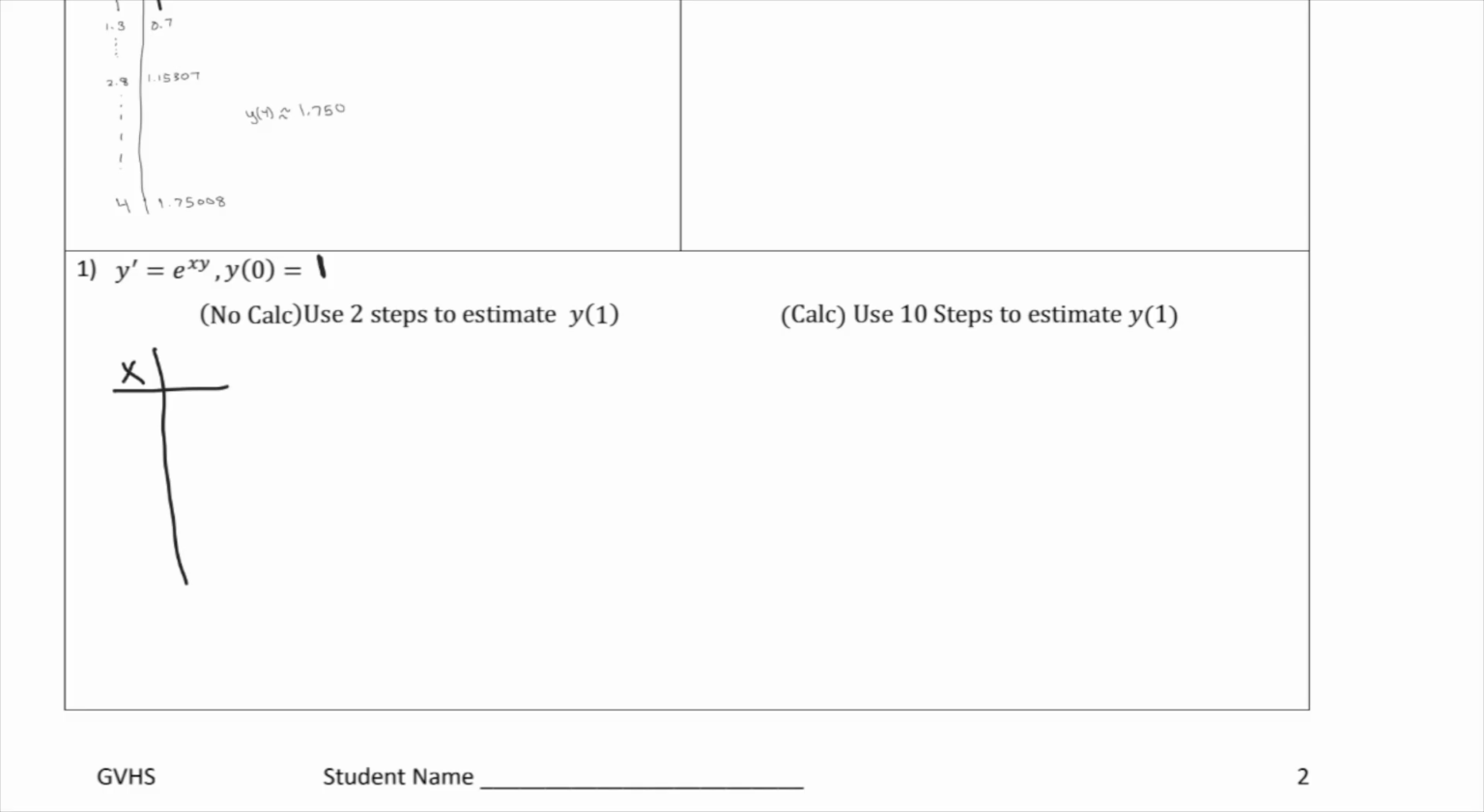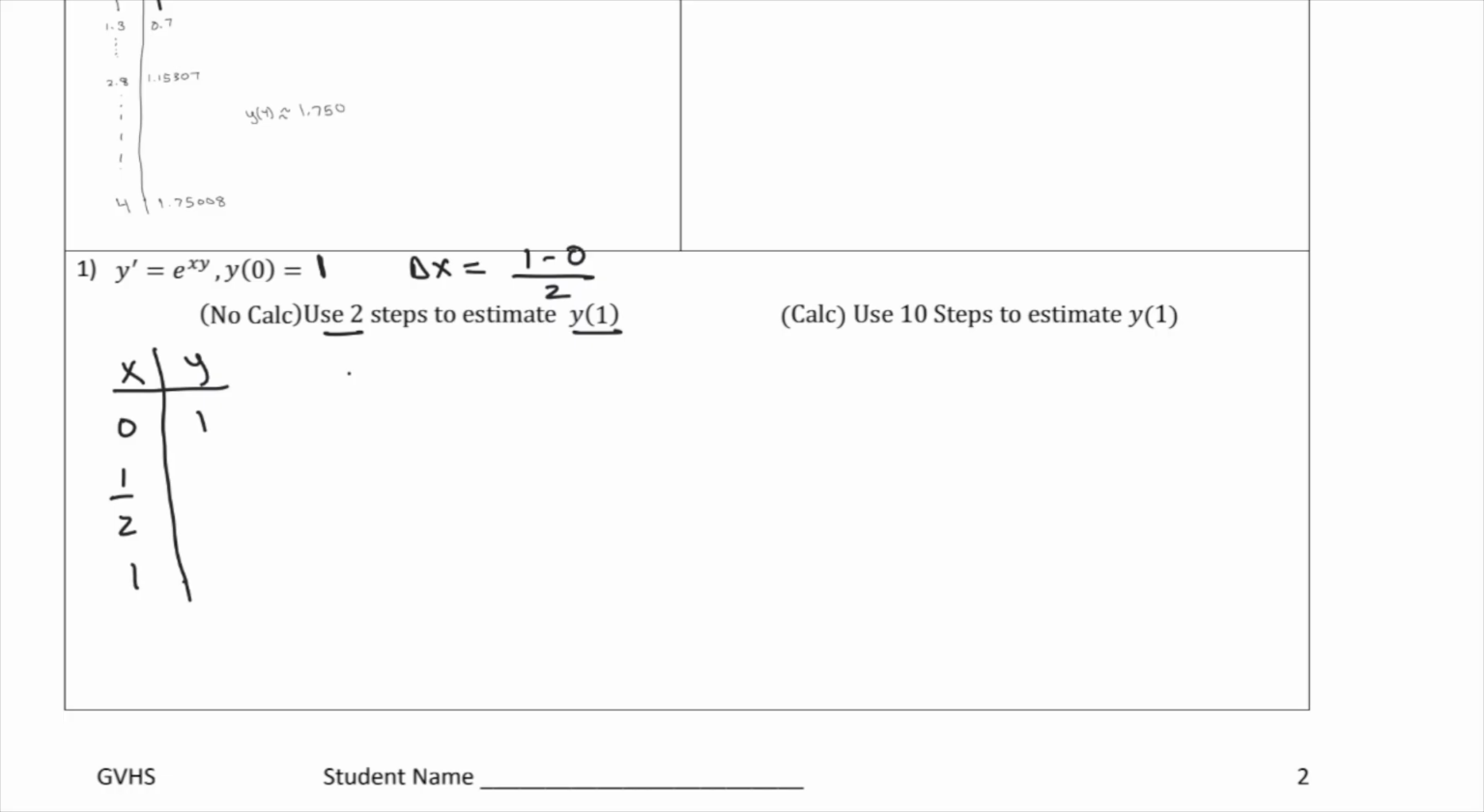We'll have our x and our y. We have 0 with 1. We're going to use 2 steps to estimate y at 1, which tells us that our delta x is (1 minus 0) divided by 2, or 1/2. So the steps we're going to take will be 0, 1/2, then 1.